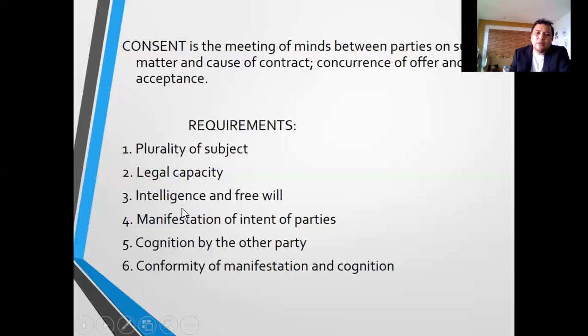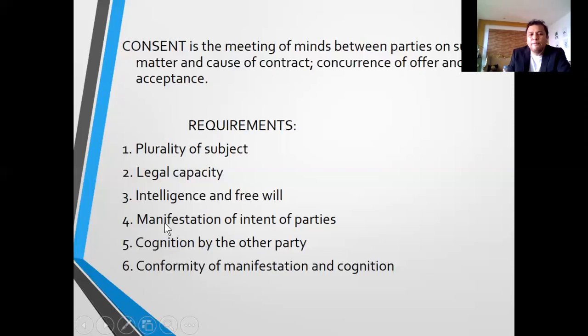The third requisite of consent is that the persons giving this consent must be intelligent, and there must be free will, meaning the giving of the consent must not be forced or coerced, it must be voluntary on the part of the consenting party. So voluntary na siya, no? Hindi pinugos.